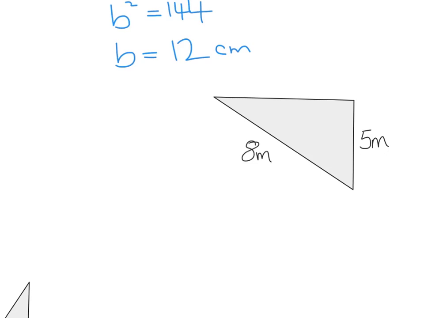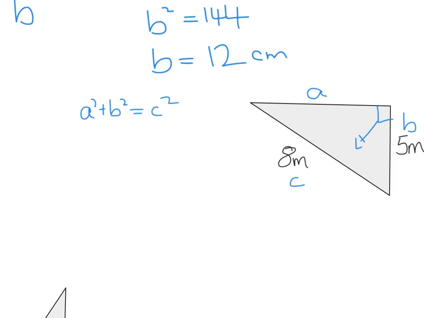Again, I'm going to label my sides A, B and C. Let's call this one at the top A, this one here at the side B, and this one here the hypotenuse, obviously because it's opposite the right angle and it's the longest one, C. So Pythagoras Theorem is A squared plus B squared equals C squared. Okay, we don't know what A is, so we'll just leave it as A squared. B is 5, so it's 5 squared equals 8 squared, because C is 8. Oh, sorry, I wrote B instead of 5.